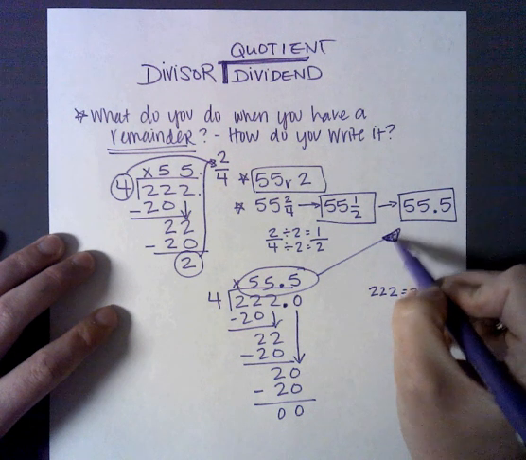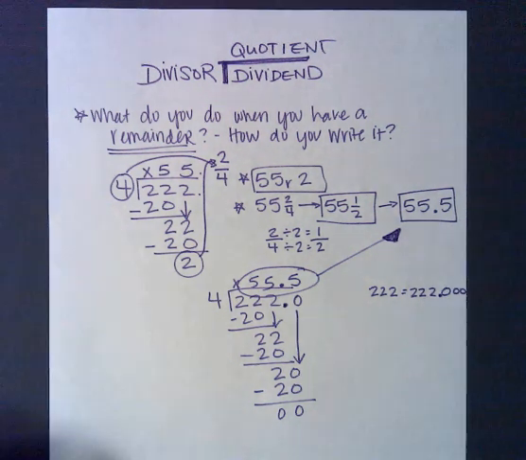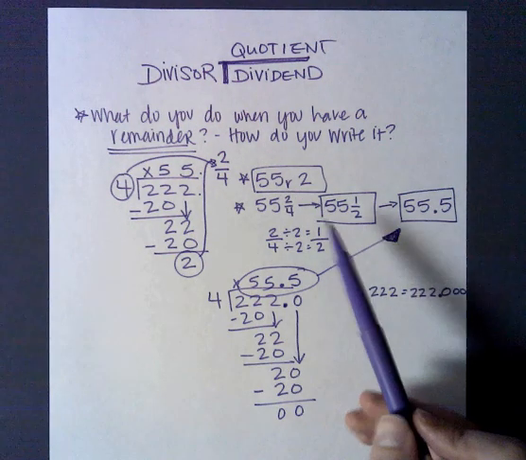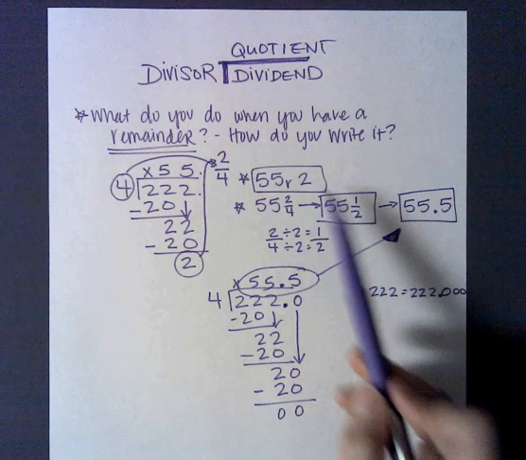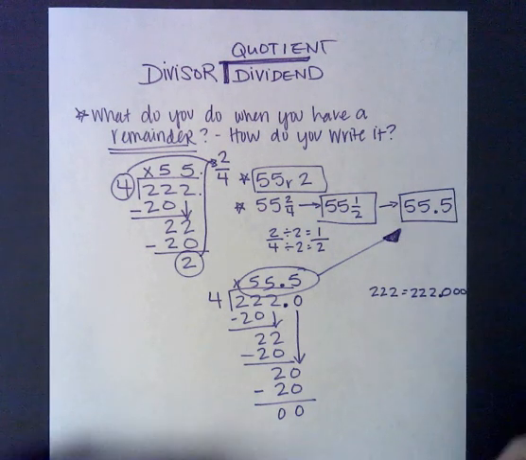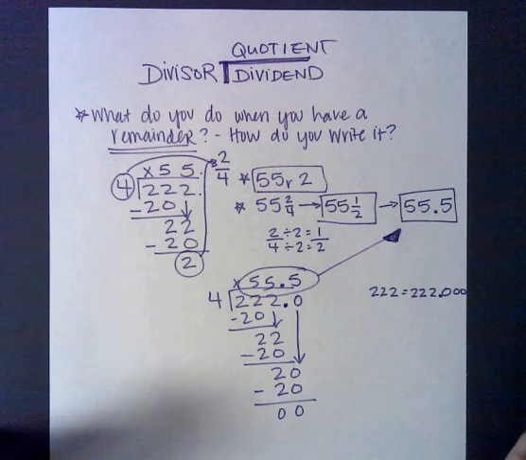So hopefully you can see how you can write your remainder by putting R2, putting a half, or putting it as a decimal. Any of those will work.